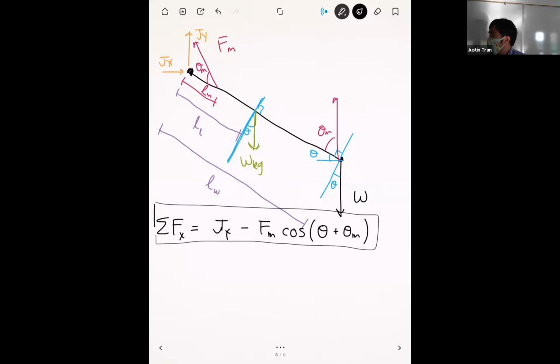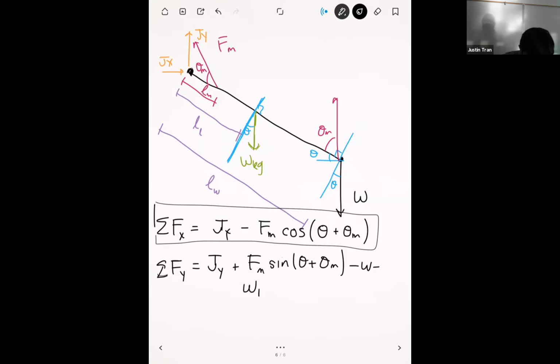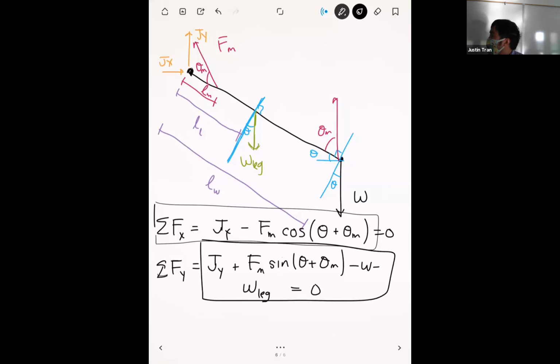And so that's the sum of the forces in the X direction. Next, let's sum the forces in the Y direction. In the Y direction, we have JY. Then we have the y component of the muscle force, so this can be Fm sine of theta plus theta m. Then we subtract out the two weights: the weight of the ankle brace and the weight of the leg. And that's all going to be equal to 0.